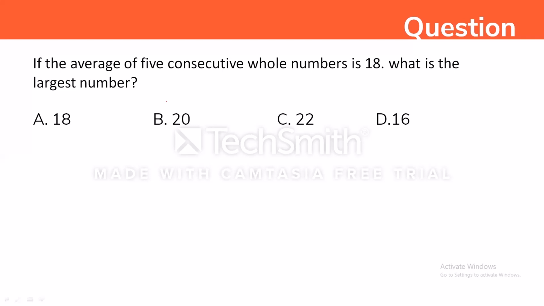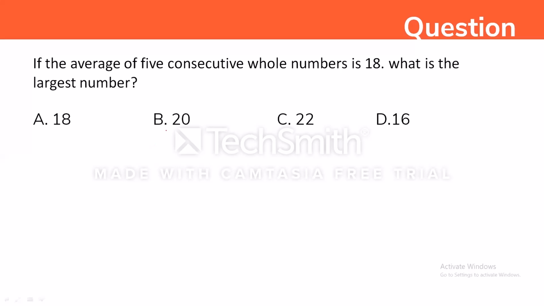If you observe this question, if the average of five consecutive whole numbers is 18, what is the largest number? Here they have given four options and we just need to predict which option is correct. I will tell you how to solve this question using different methods. The first way, which most students will try, is the normal approach.